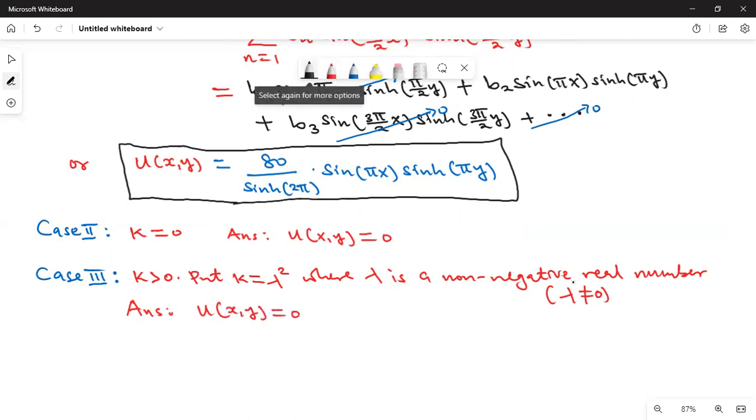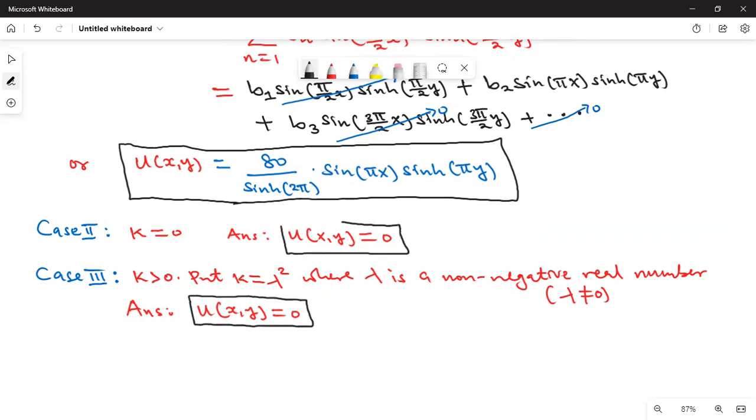So you realize that the solution in the other two cases is trivial. This is a trivial solution. Similarly, this other one is a trivial solution. So the only solution that is of interest to us is the one that we got in case 1. U of x, y is equal to 80 over sine hyperbolic of 2 pi times sine pi x times hyperbolic sine of pi y. So even in the exam scenario, you only need to work with case 1. The other cases, don't waste your time working with them.